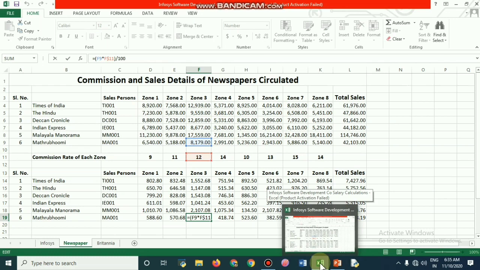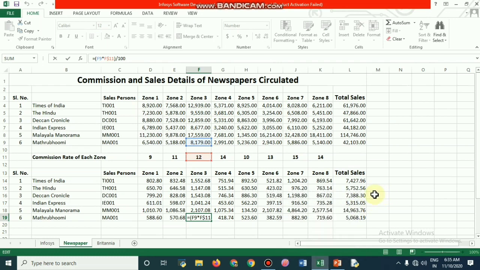Think about it once again, and when you want to put the formulas in any of the cells, and if you want to copy that formula to the left or down, how to do that?